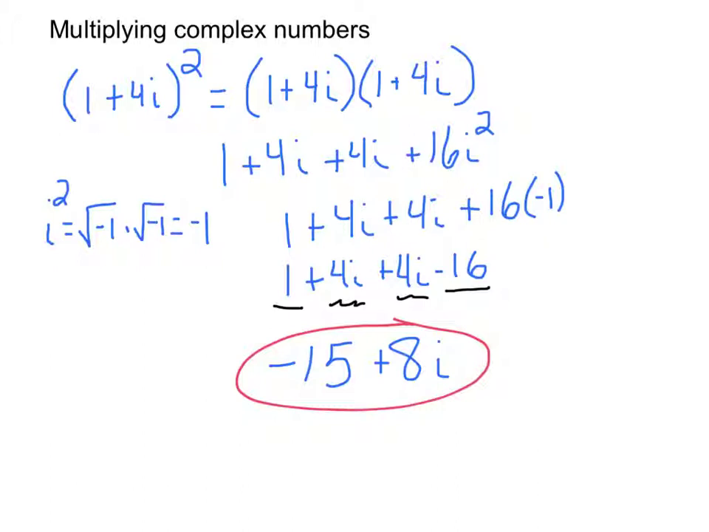The big thing on this one is just really understanding that i squared is equal to negative 1. So whenever you get an i squared, we have to plug in negative 1 for that.